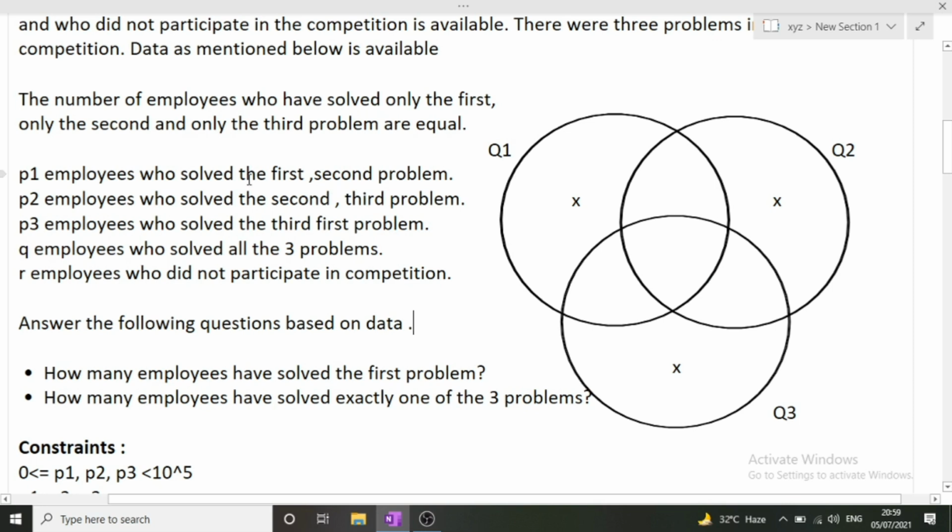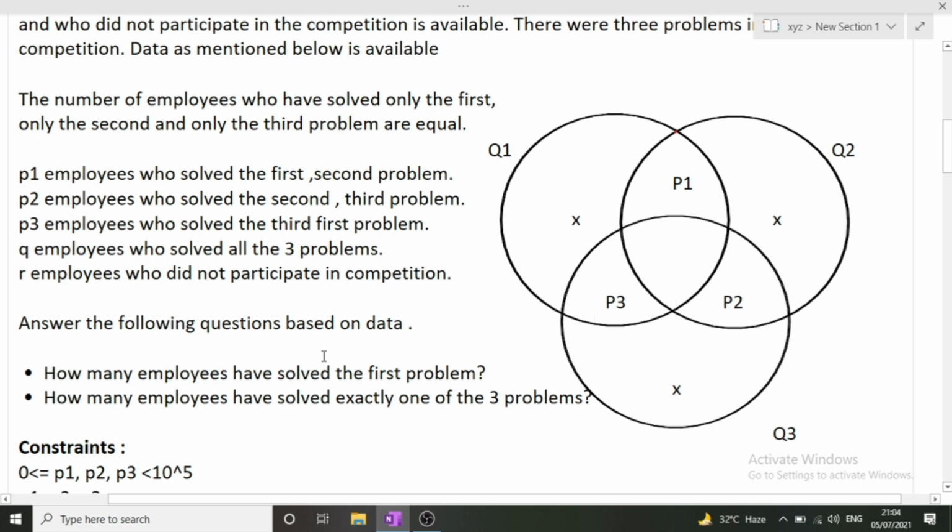Now P1 employees solved the first and second problem. There are P1 employees in the company who solved both question 1 as well as question 2. So the intersection of these rings lies here, that is P1. Now P2 employees solved the second question and third question. So the intersection of Q2 and Q3 lies here. There will be P2 employees who solved both question 2 and question 3. Next is P3 employees who solved the first question as well as the third question. Here is the intersection. This represents P3, the employees who solved question 1 and question 3.